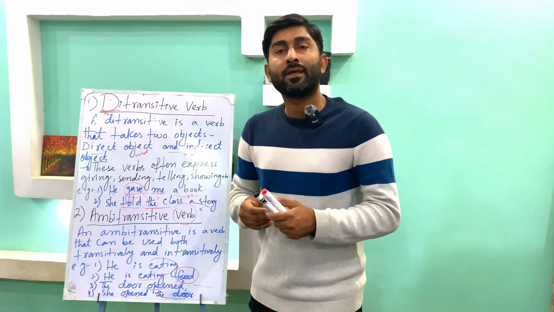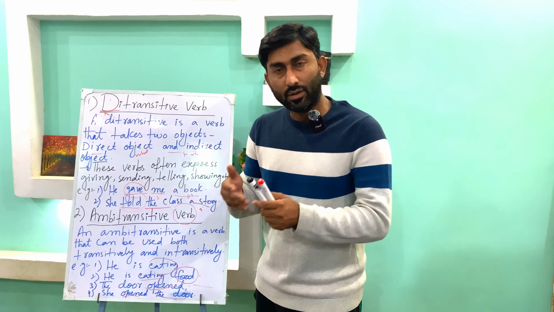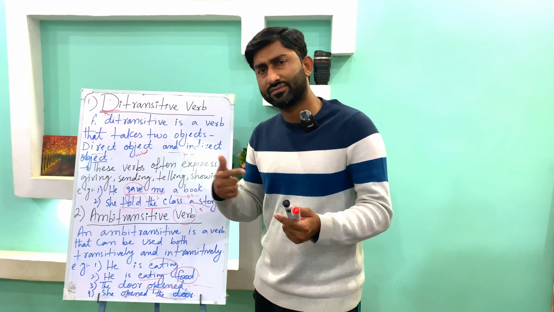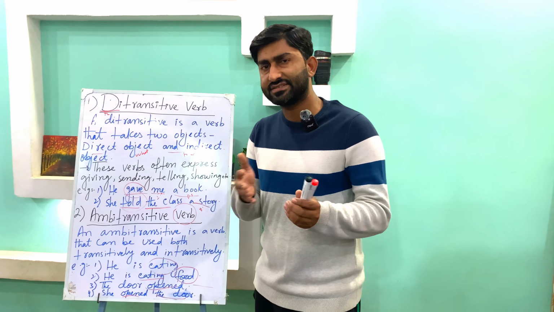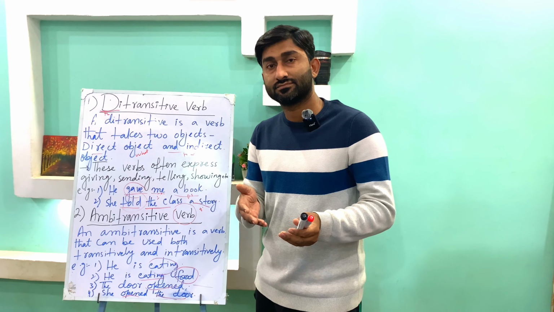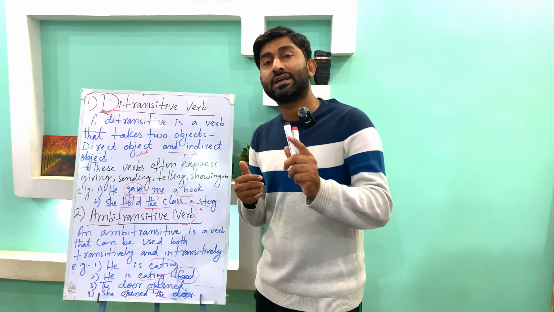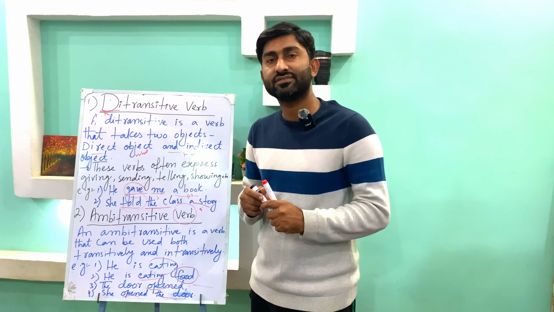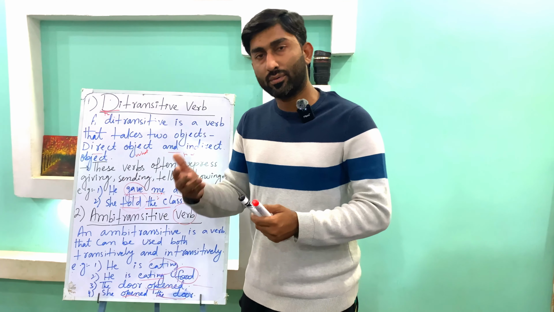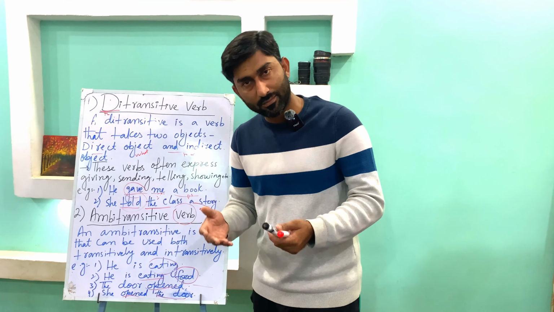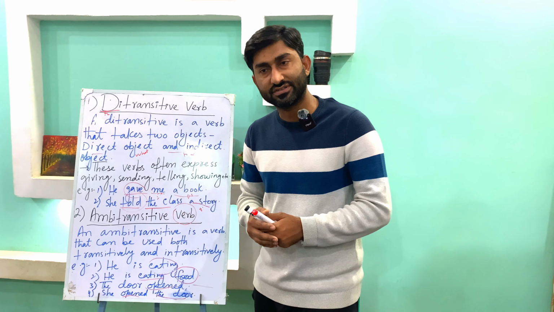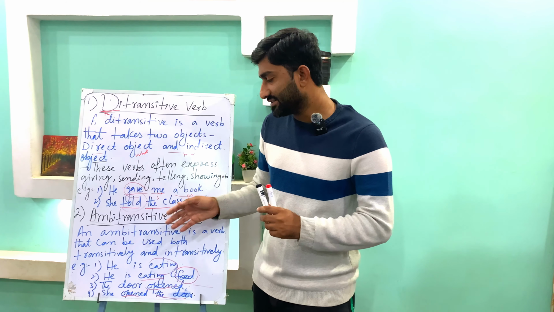For example, birds fly. Now birds fly is an example of, what do you think? Transitive or intransitive? Does it have an object or not? It does not have any object. It means it is an intransitive verb here. But the same verb can be transitive when you say man fly airplane. So here it becomes transitive. So it is used both transitively and intransitively.